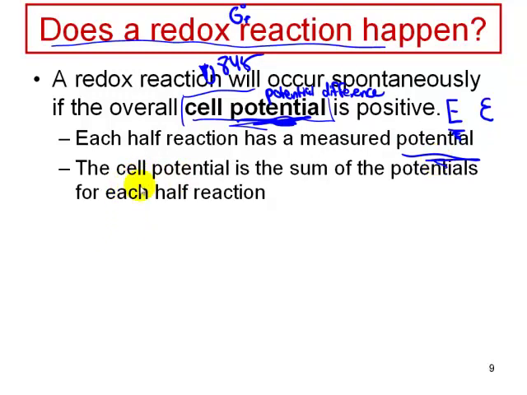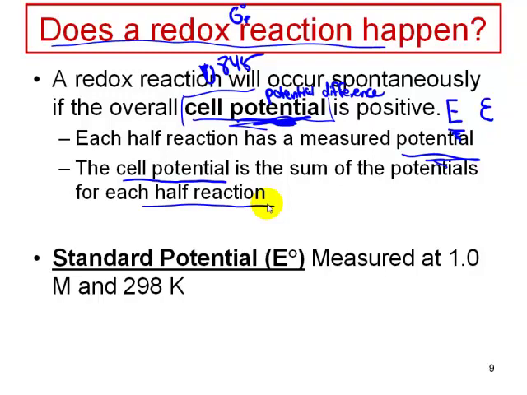redox reaction has a potential called the cell potential. And I get that by adding together the half reactions, each half reaction, and their associated potential. I'm going to show you guys an example of that here really quick, in just a second, and you'll see the importance of that.